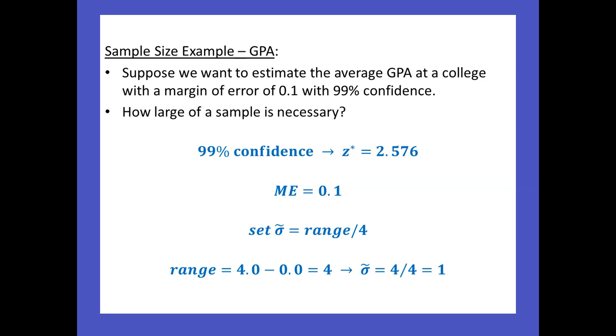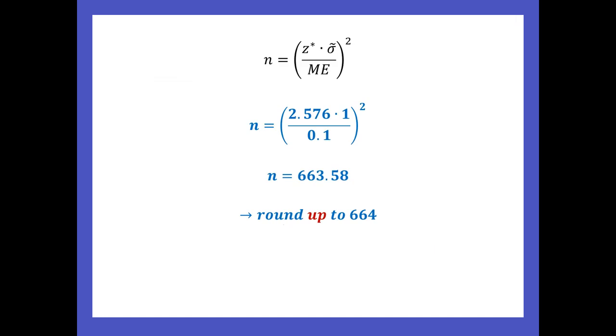And this is a scenario where we can figure the range out. The lowest possible GPA is 0, and the highest possible GPA is 4. So the range would be 4 minus 0, which is 4. Therefore, sigma tilde, if that's the range divided by 4, that's going to be 4 divided by 4, so it's 1. Substituting in and simplifying, we get that n is 663.58, and then we just have to round that up to 664.